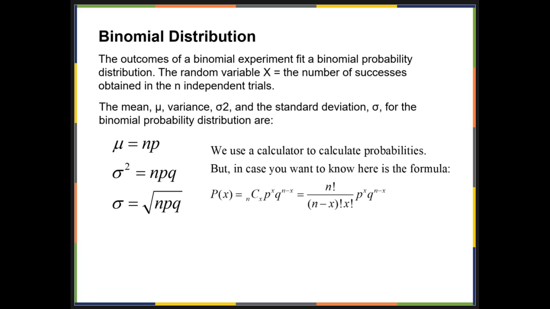The outcomes of a binomial experiment fit a binomial probability distribution. The random variable x equals the number of successes obtained in the n independent trials. The mean, mu, the variance, and the standard deviation for the binomial probability distribution are listed below. We will use a calculator or a website to help us calculate these probabilities.